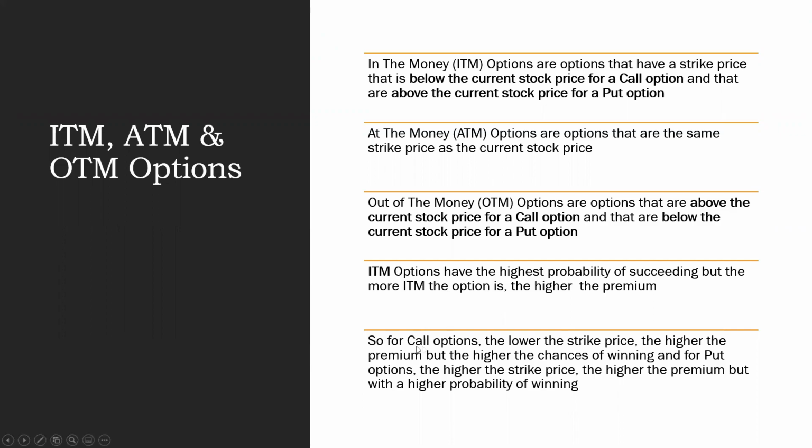Okay, so say for a call option, the lower the strike price, the higher the probability of winning because you're more in the money, but you also pay a higher premium for it. And conversely, for a put option, the higher the strike price, the higher the premium, but you also have a higher probability of winning.